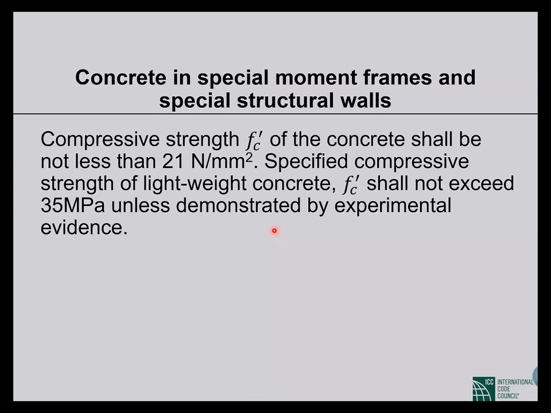In case of special moment frames, the minimum concrete strength is 21 megapascal. The specified compressive strength of lightweight concrete, f'c, shall not exceed 35 megapascal unless demonstrated. Okay, so in most of the cases we have to stick to these. 21 megapascal is the minimum concrete strength that we should follow. But as we have seen, if we consider exposure conditions, severe exposure conditions, severe rain, then we should go for 25 megapascal concrete. So this is important.